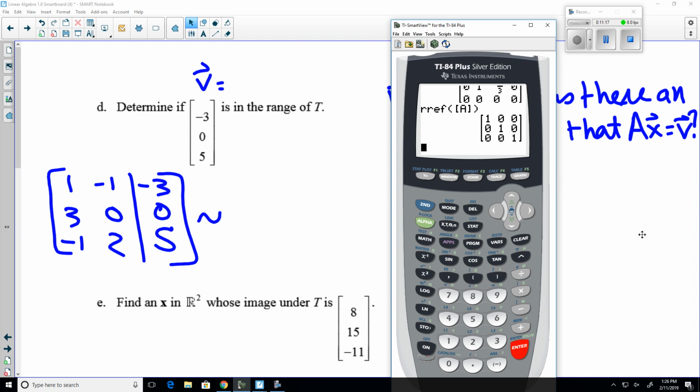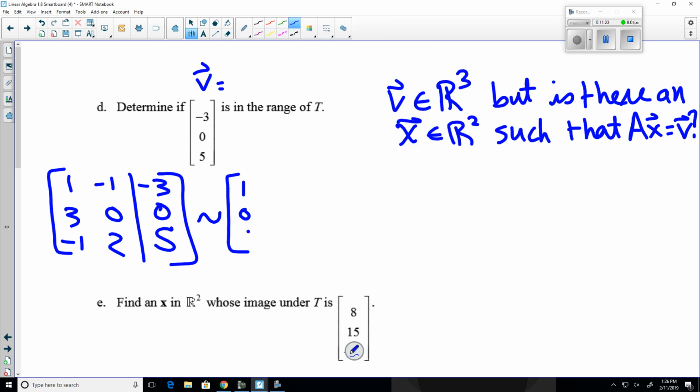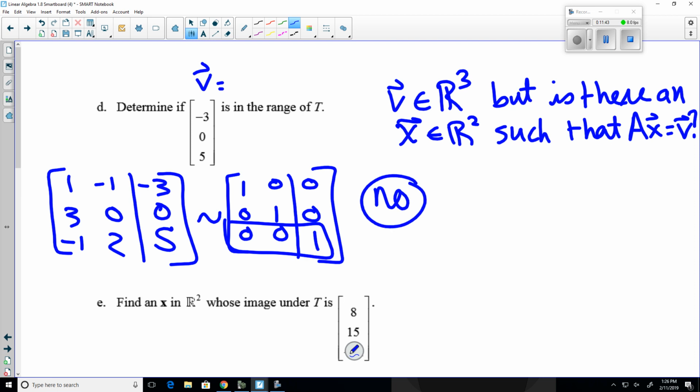All right, so we get that. Okay. So remember, it's augmented here, which means this statement here says no solution. Right, so the answer is no. You cannot find an R2 vector that you can multiply by A and get this vector v. So it's not in the range, even though it is in the codomain, right? It doesn't lie on that plane.